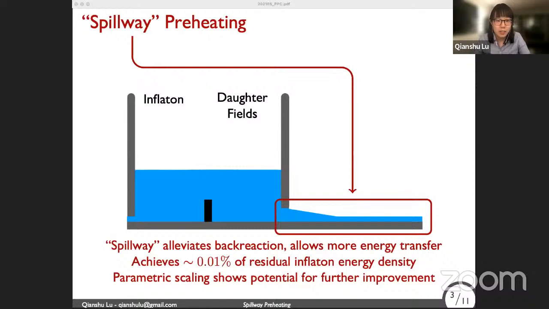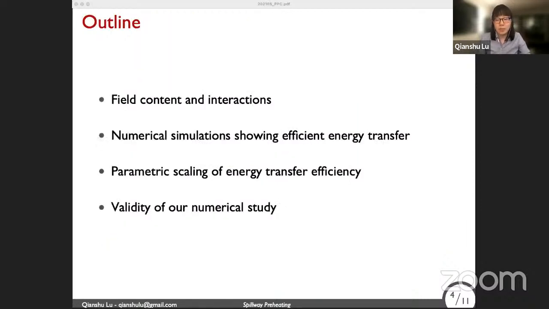Okay. So here is the outline of my talk. As I promised, I will start by talking about our actual models in terms of field contents and interactions, and show you numerical simulation results to support all the claims I have been making about the efficiency of our spillway preheating mechanism. And before I conclude, I'll briefly touch on the assumptions we made in our numerical study and the range of parameters for these assumptions to hold.